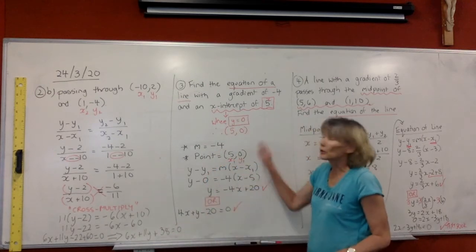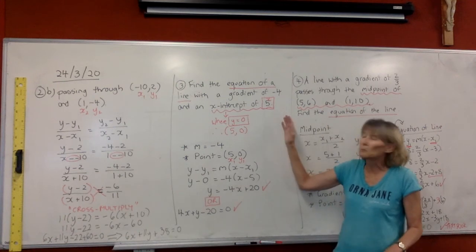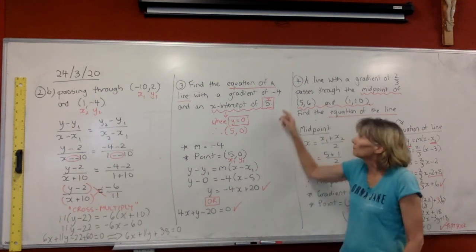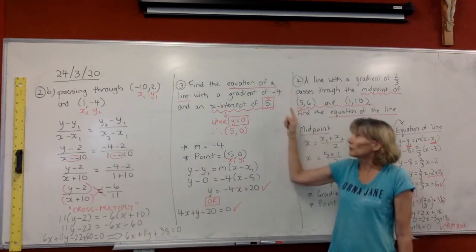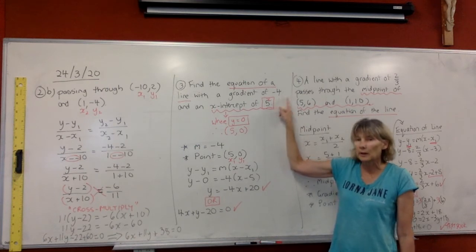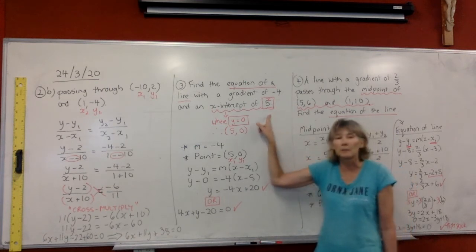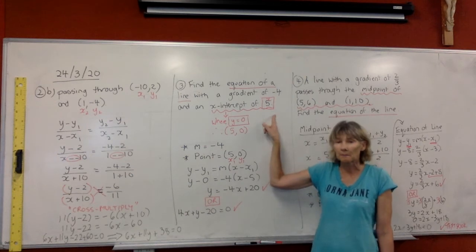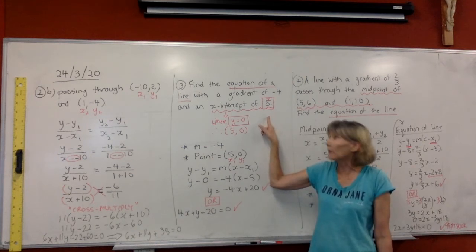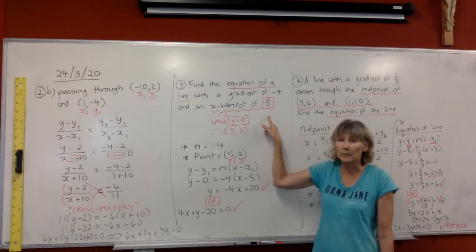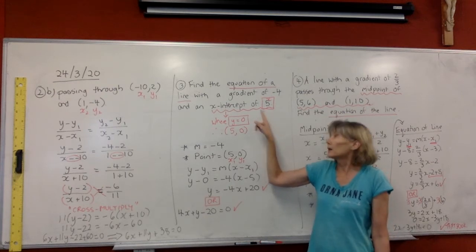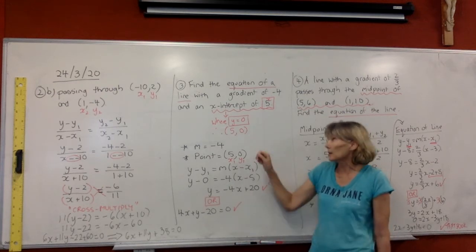Alright, next question. This is where they become harder, they're a bit more wordy, and there's a few difficulties in them. So we're still finding the equation of a line. We've been given a gradient, and we've been given an x-intercept. A lot of people misread this as a y-intercept, and they go straight into doing y equals mx plus c, and it's not a y-intercept, they said it's an x-intercept.